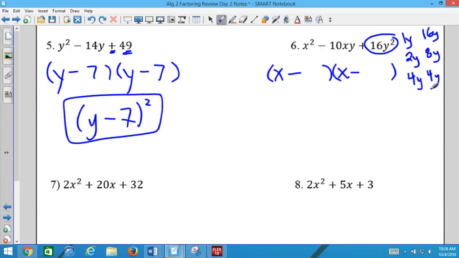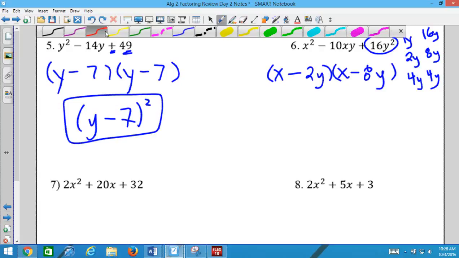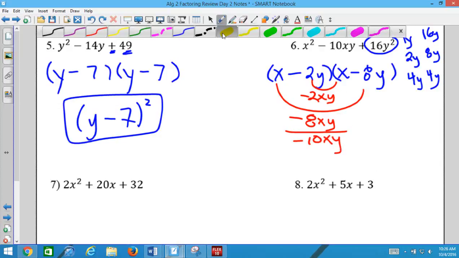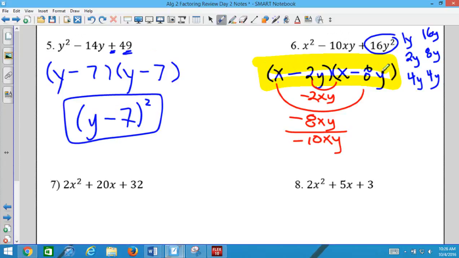Number 8's easy. So what is my answer here? 2y and 8y. Let me just show you by checking it. I multiply my outer and I get negative 8xy. And then I multiply my inner and I get negative 2xy. They add up together to give us negative 10xy. So that would be our answer.